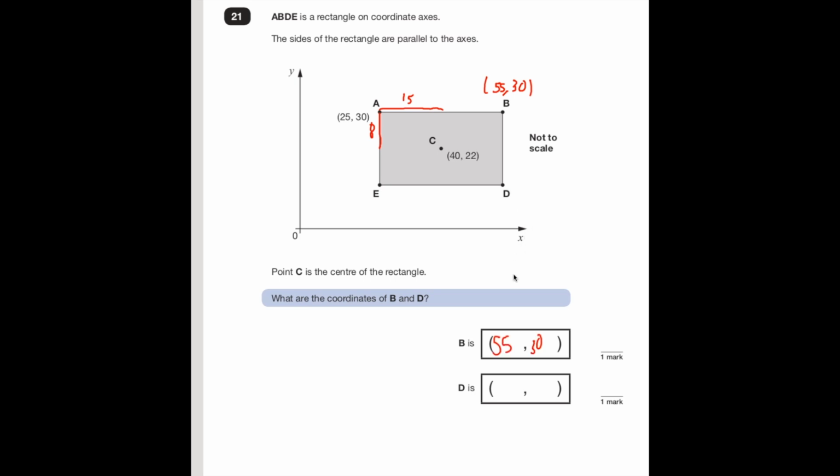And to find the point D, we know the x point is 55. It's exactly the same distance away from 0. So D would be 55. We don't know the height of D. We do know that it's 8 points down from this one here, which was 22. So 22 subtract 8 is 14. So our point for D would be 55 on the x-axis and 14 on the y-axis.